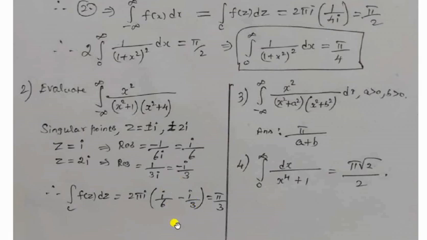So now you have to consider the sum of the residues multiplied by 2 pi i. You will get the value for the integration, but here it is from minus infinity to infinity, so we don't require any conversion here, directly we can get this answer. Similarly, you try the third and fourth problem, check whether you are getting this answer.